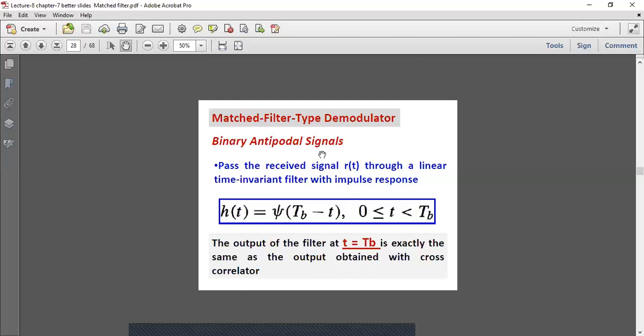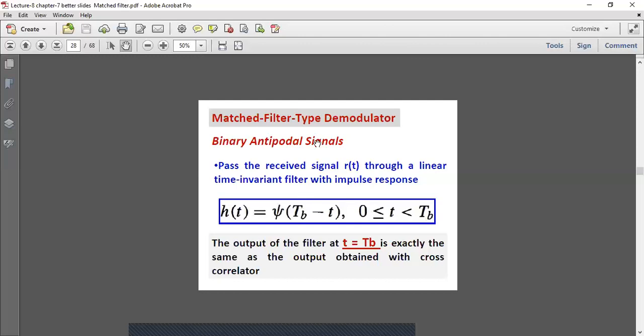Again, for the antipodal signal, we pass the signal through a linear time invariant filter with impulse response h(t). If you are not familiar with impulse response, you should consult some books on signals and systems. Impulse response is basically the output, recorded as a function of time, when the system is triggered by an impulse.